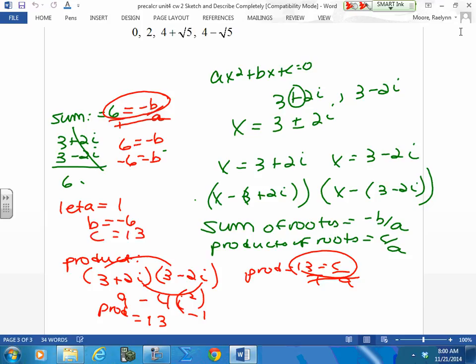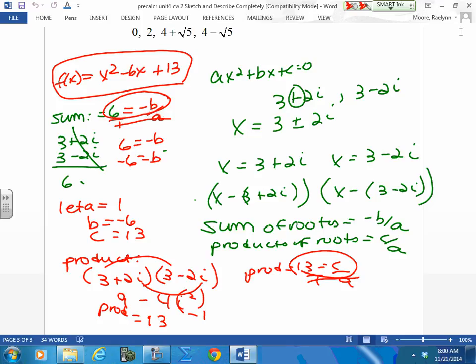13. So now I have all the pieces to make my quadratic. So f of x is equal to 1x squared minus 6x plus 13. That will give you a quadratic that has those roots. Sum and product. And you can do the sum and the product right on your calculator. Whether it's an i or a radical, this works for both.